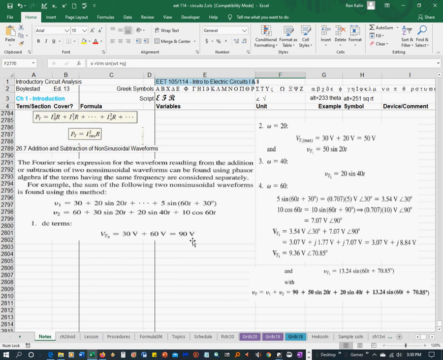So the final equation looks like this. You take your 90, then your 50 sine 20t, put it here, 20 sine 40t, put it here, and then this 13.24 sine 60t plus 70.85 degrees. So that's how you add two non-sinusoidal equations together.